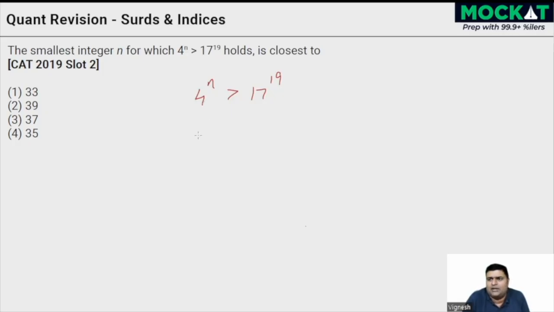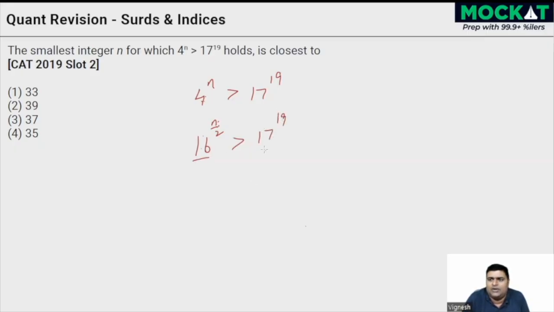But what can I do? 17 is close to some power of 4, which is 16, right? 4 is 16 power half. So you can write 4 power n as 16 power n by 2. 4 is 16 power half, so 16 power n by 2 over here, and we can write 17 to the power of 19.